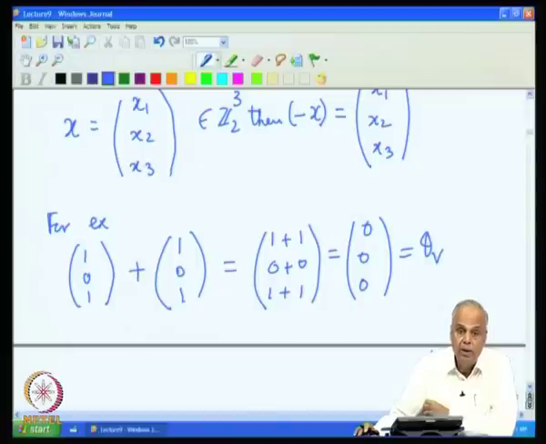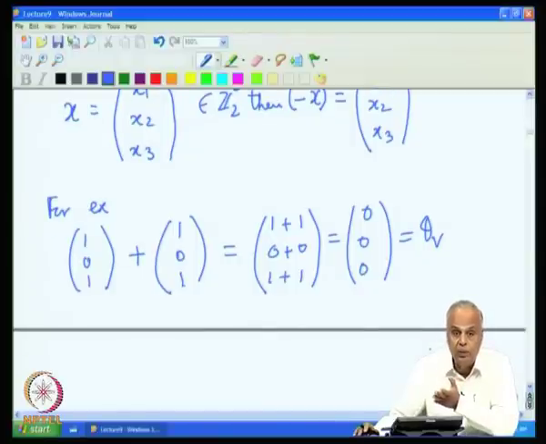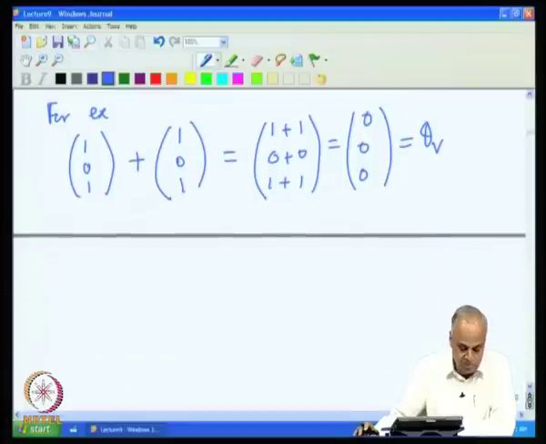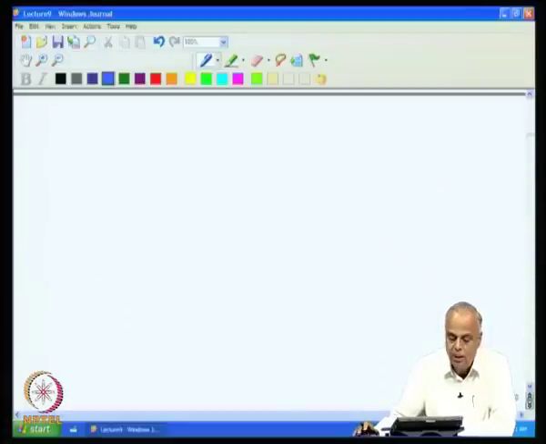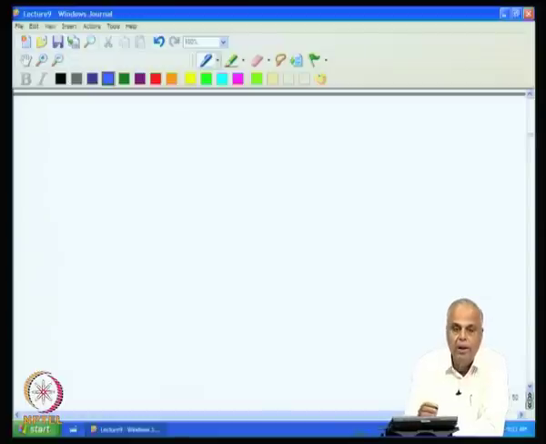When we deal with vector spaces over finite fields, we get such very peculiar things which we are not familiar with when we are talking about our usual notions of vectors. Let us look at now some more examples. So, in general we have seen that F^k is a vector space over F.